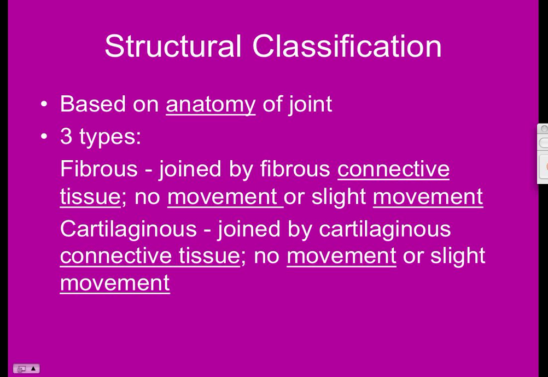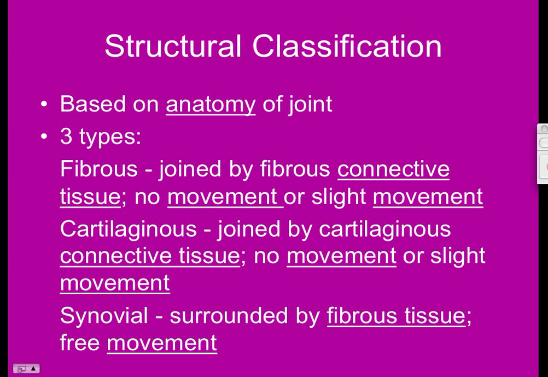Now, if I were to give you a joint that had no movement or slight movement and asked you to classify it based on its structure, it probably would be very difficult because unless you had a microscope, you really couldn't necessarily tell whether it was fibrous connective tissue or cartilaginous connective tissue. The third type of joint is the synovial joint, and that is surrounded by fibrous tissue, which again sounds very similar to the first one, but they do permit free movement, which makes it very unique from the other two.